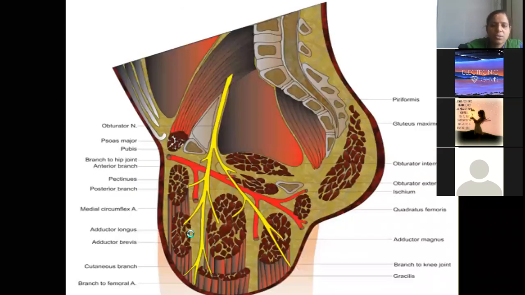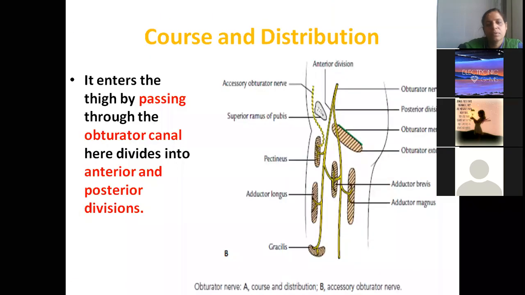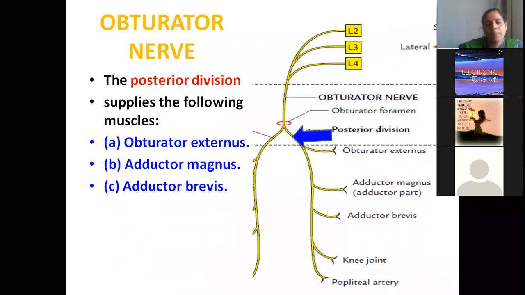So the obturator nerve, I actually told you, but if you remember, the anterior divisions of L2, L3, L4 join to form the obturator. It goes through the obturator foramen and supplies the medial compartment of the thigh, isn't it? What are the muscles we have there? Adductor longus, brevis and magnus. The anterior division will supply longus and brevis along with gracilis, pectineus, and the hip joint also. The posterior division will supply obturator externus and magnus. It supplies the knee joint and also the popliteal artery. This I have dealt with in much detail when I was dealing with the medial compartment of the thigh.